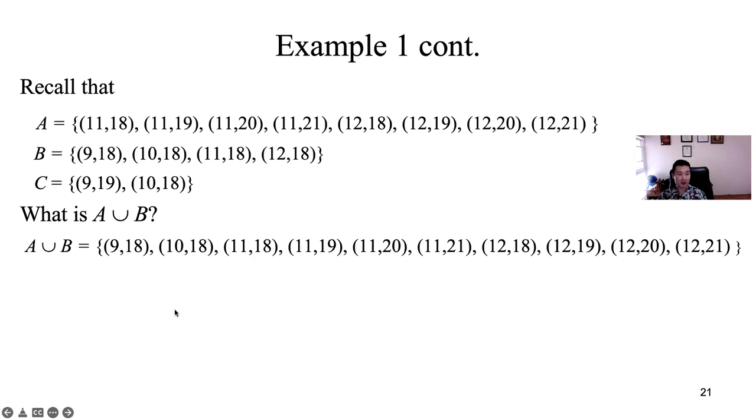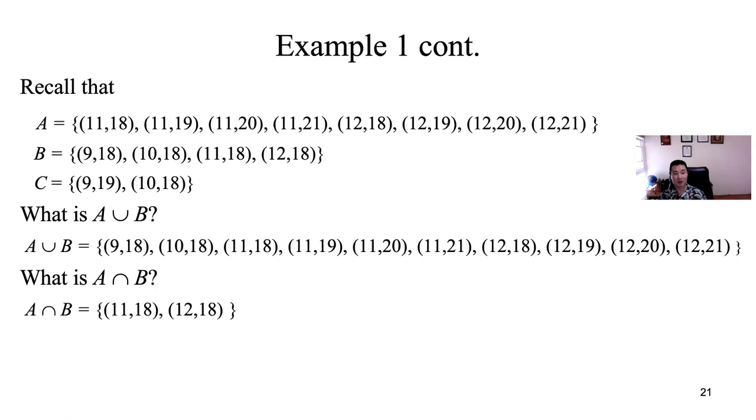And what is A and B? The half circle facing down is A and B. Then we just pick what occurs in both A and B. So we have 11 and 18, and also 12 and 18. So that is A and B. As we can see from here, A and B belong to A or B. Or in other words, A or B includes A and B.